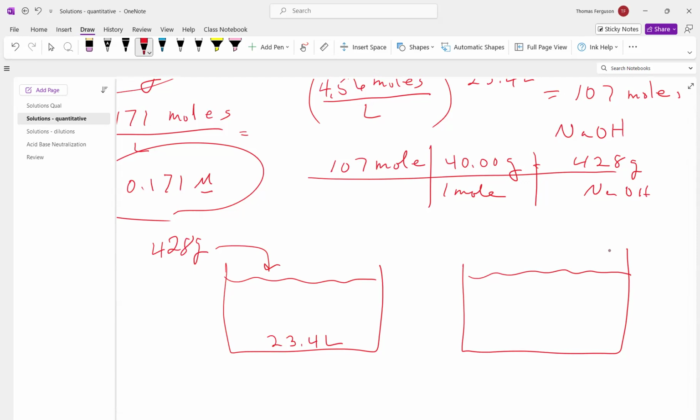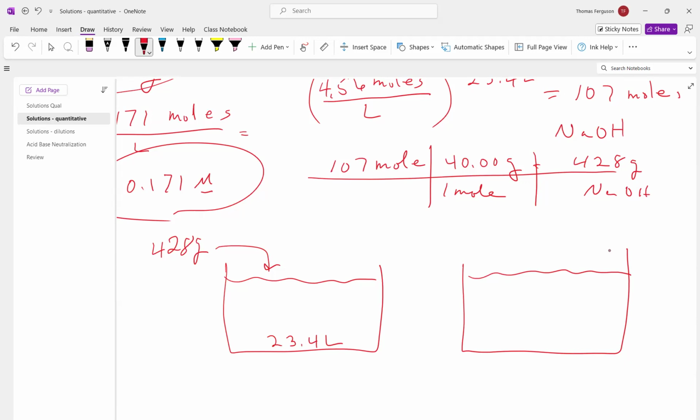So what we're going to end up with is a more dilute solution, because the solution is no longer going to be 23.4 liters. It's going to be more. It could be like 30 liters. When we add in a tiny bit, it doesn't change much. When we add a lot in like this, 428 grams is a lot. It's almost half a kilo. So the water is definitely going to come up.